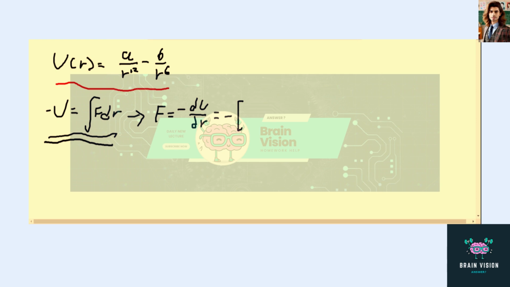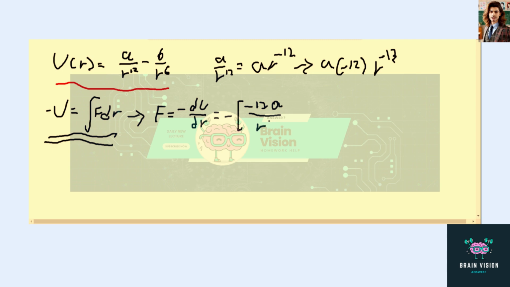We take the A out, and A over r to the 12th power is equal to A times r to the negative 12th power. So the derivative would be A times negative 12 times r to the negative 13th power, due to the power rule. So we can write this as negative 12 times A all divided by r to the 13th power.